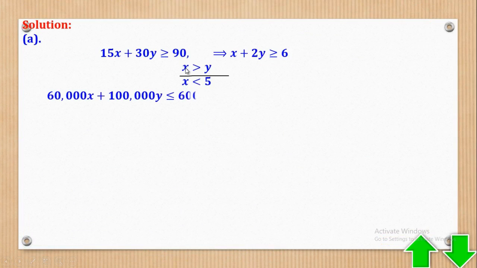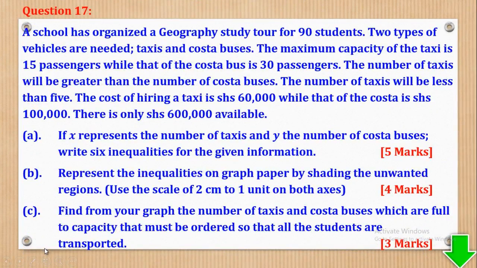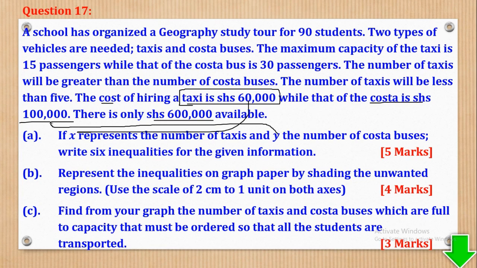Now the fourth inequality is this, which says that 60,000x plus 100,000y is less than or equal to 600,000. So where does that come from? Here we are given that the cost of hiring a taxi is 60,000, while that of a coaster is 100,000, and there are only 600,000 shillings available. Taxi is x, so that is where 60,000x is coming from. Then coaster is y, that is where the 100,000y is coming from.